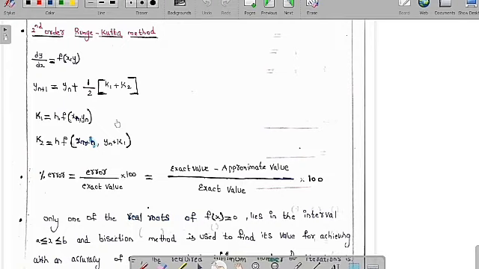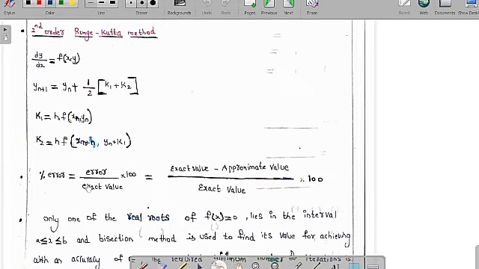It's a very important formula because most of the questions are being asked on this formula. That is the reason I am specifically mentioning it, which is y of n plus 1 is equal to yn plus 1 by 2 into k1 plus k2, where k1 is equal to h into f of xn comma yn, and similarly k2 is equal to h into f of xn plus h comma yn plus k1.